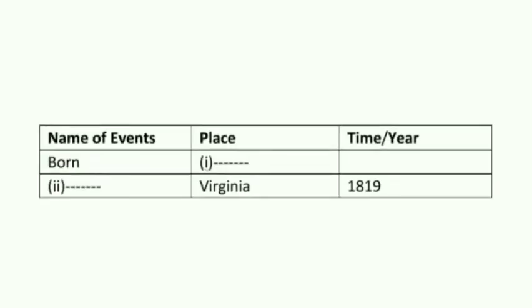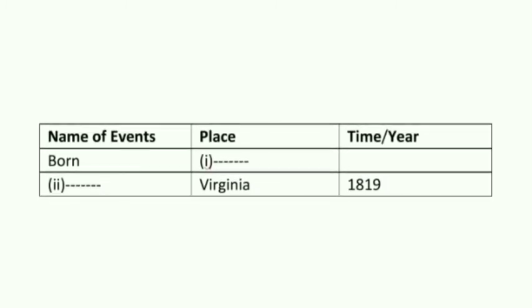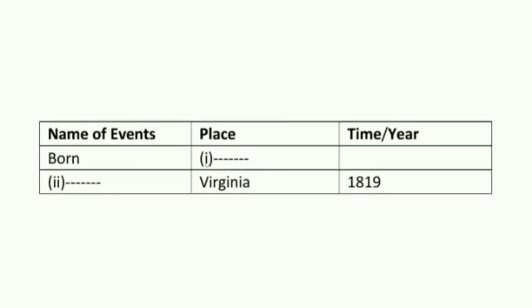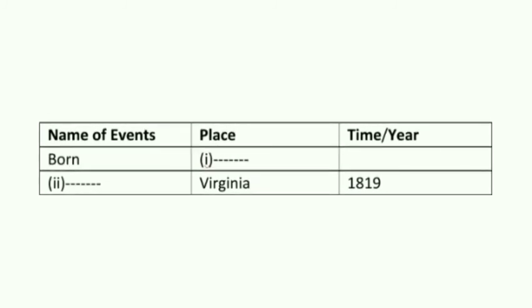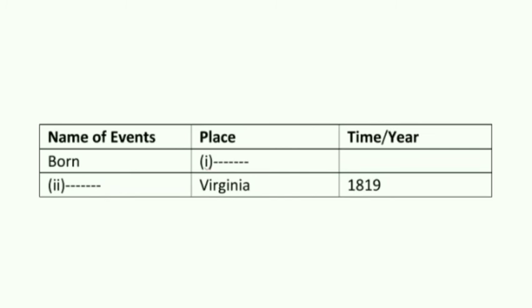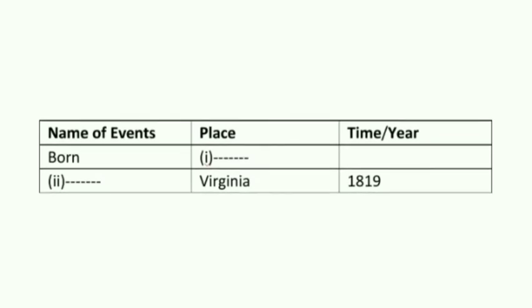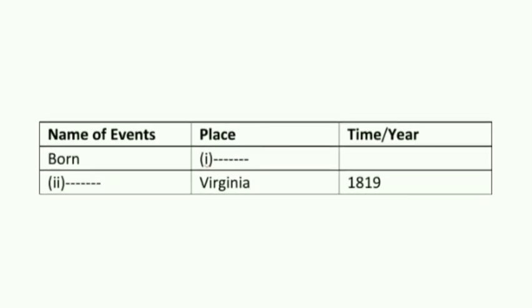Name of events, place and time or year. So here is given born. That means Abraham Lincoln was born. In which place? Who can say? Yes, it is given in your question paper. That is Kentucky, the USA. Gap number 2. Here name of events you have to identify from the passage. Place name is given, that is Virginia, and time 1819. What happened in 1819? Yes, Lincoln's mother died. Yes, it is right.